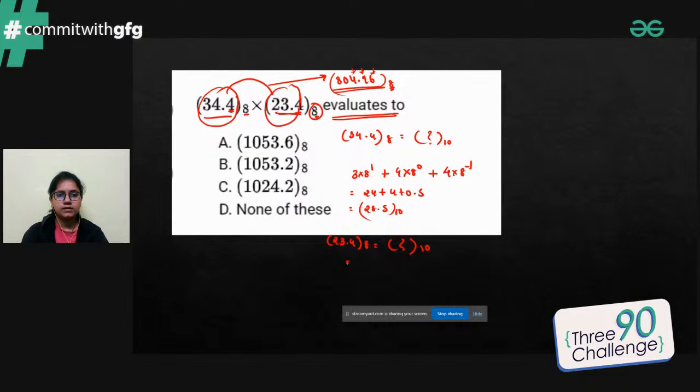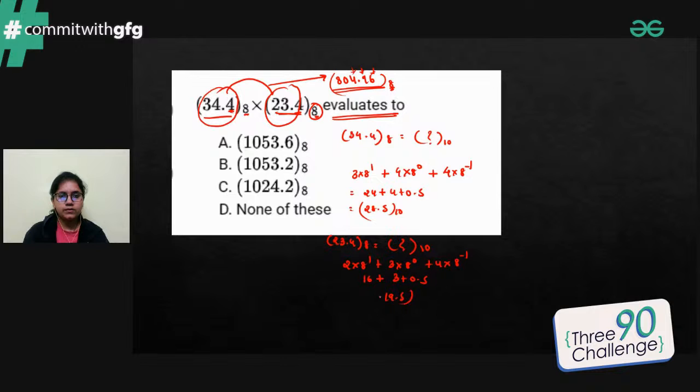So this will be 2 into 8 to the power 1 plus 3 into 8 to the power 0 plus 4 into 8 to the power minus 1. So this will be 16 plus 3 plus 0.5, 19.5, and the base is decimal. Now this is the value we got, and this also. If you simply do the multiplication, the answer we will get is 555.75, and the base is 10.